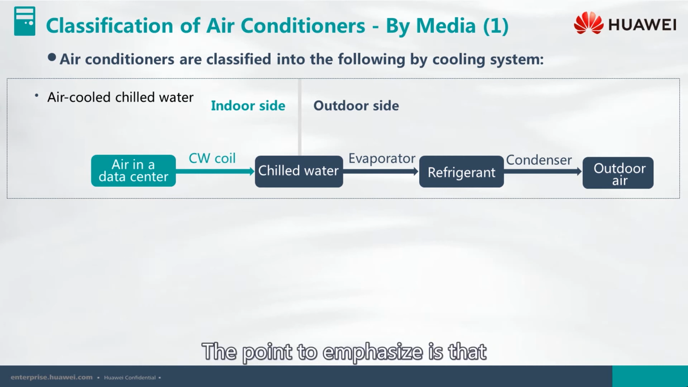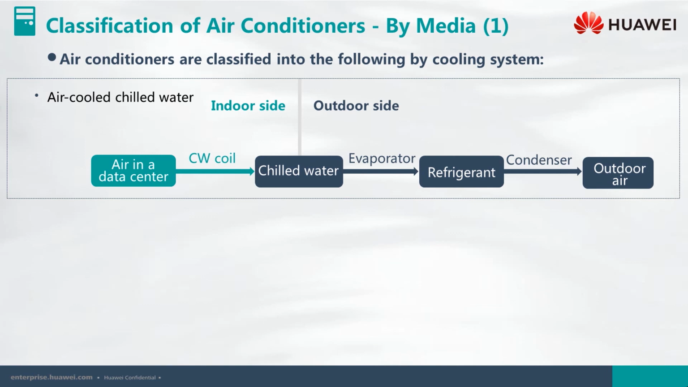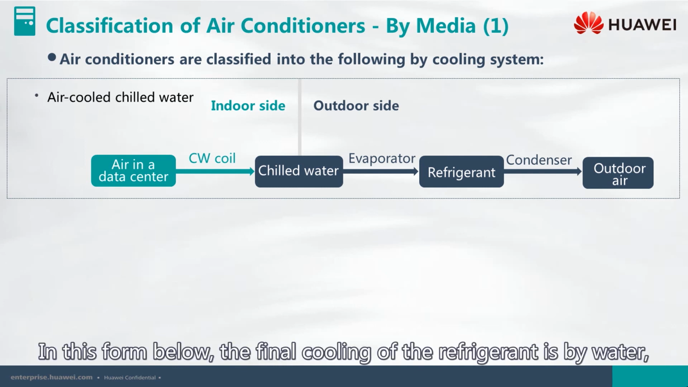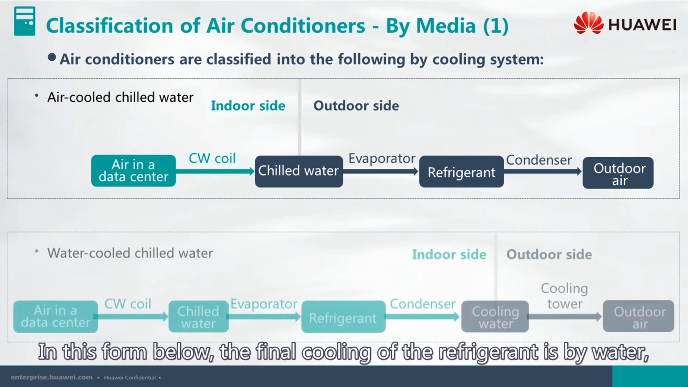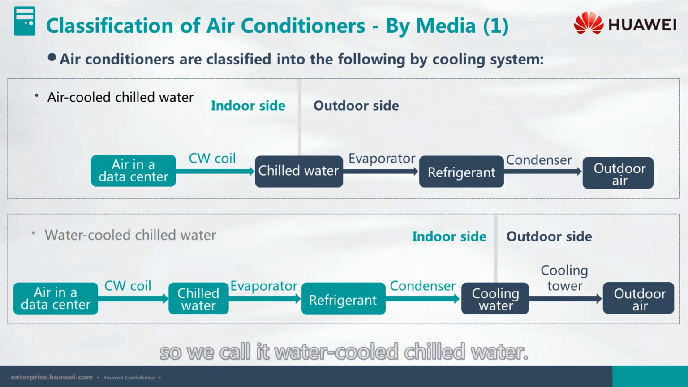The point to emphasize is that we look at the final cooling form of the refrigerant. If the final form is air cooling, we call this system air-cooled chilled water. In this form below, the final cooling of the refrigerant is by water, so we call it water-cooled chilled water.